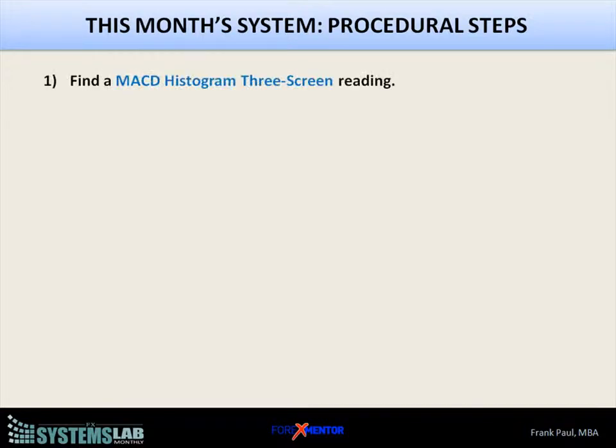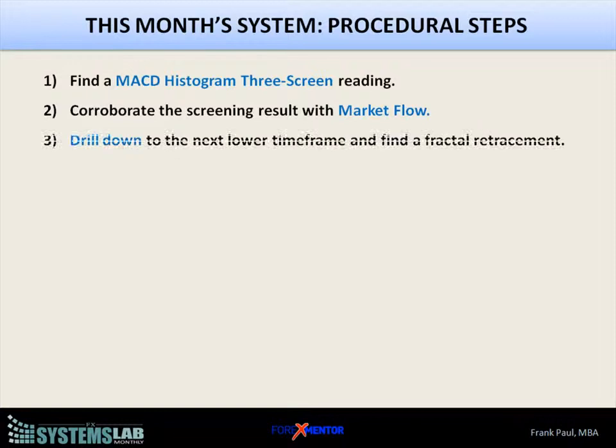First, we begin by finding a MACD histogram 3-screen reading, that is 3 consecutive time frames, giving us histogram bars on the plus side or the minus side of the midline, and only 3 consecutive time frames lining up that way. We then seek to corroborate that particular momentum reading by finding evidence of market flow aligned in the same fashion on one of the 3 time frames in the triple screen.